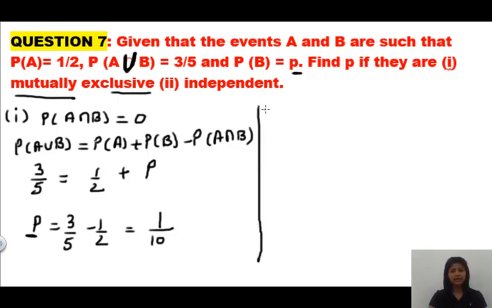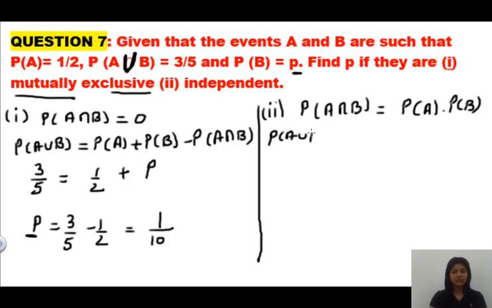In the second part, they are saying that the events are independent. If they are independent, A intersection B would be the probability of A into the probability of B. This is the condition for independent events. Now, putting in the same formula, A union B is equal to P of A plus P of B minus, instead of P of A intersection B, we can write P of A into P of B.